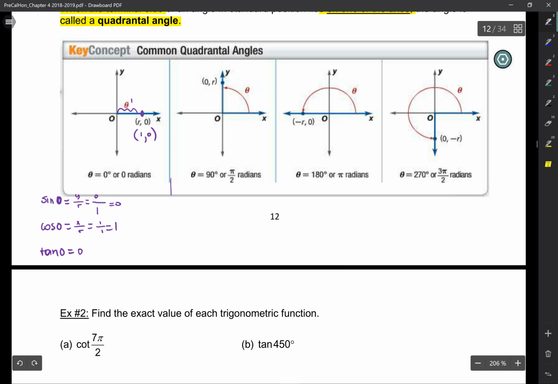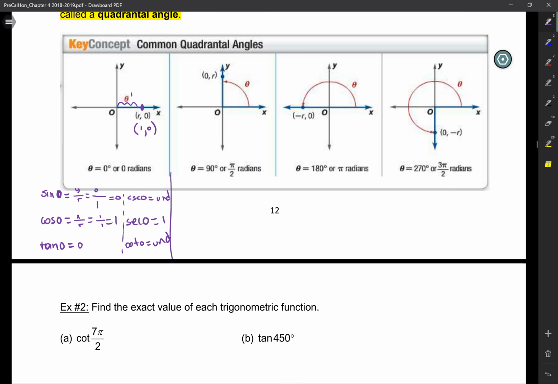Okay, now, can we do cosecant of 0? Undefined. Thank you. Can we do secant of 0? 1. And what about cotangent of 0? Undefined. Okay, now let's do the one for 90 degrees. Can anybody give me a sample coordinate for that point? 0, 1 would work. 0, 1. What's r then?